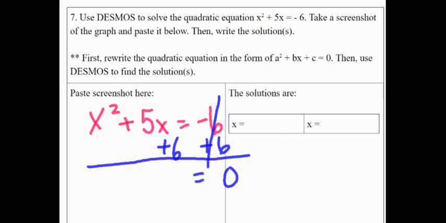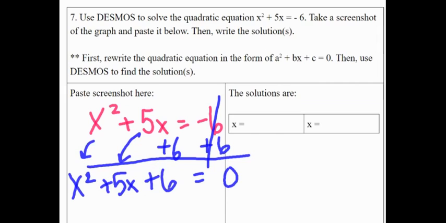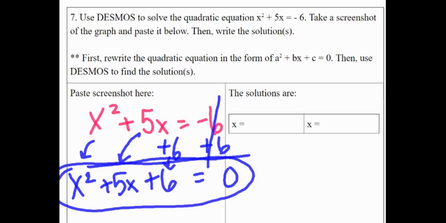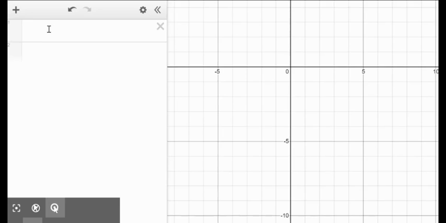Now, on the left side, there are no like terms. So what we do is we just write what we see. We have an x squared right here. We have a 5x right here. And we have a plus 6 right there. So you just rewrite what you see. So this is what we're going to enter into Desmos. And just remember to change the 0 to a y.